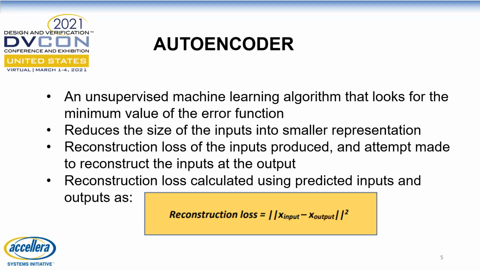Autoencoder is an unsupervised machine learning algorithm that looks for the minimum value of the error function. It basically reduces the size of the inputs into a smaller representation, and the reconstruction loss of the inputs is then produced, and an attempt is made to reconstruct those inputs at the output. As you can see in the figure, the loss can be calculated using the predicted inputs and outputs.